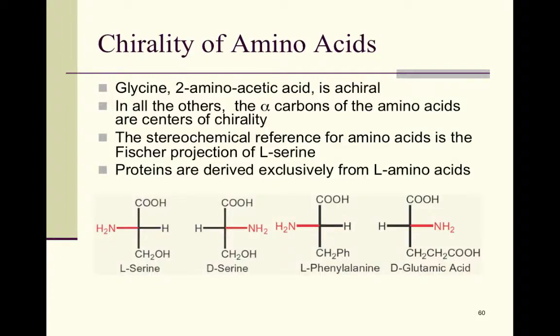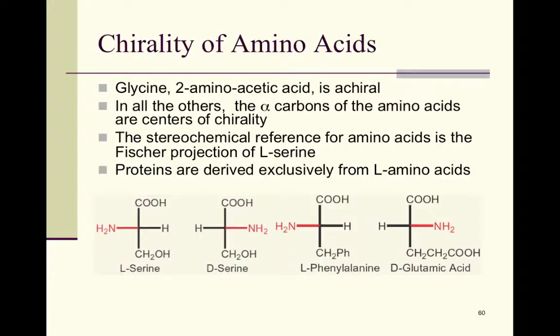Chirality of amino acids. All the amino acids show chirality with the exception of glycine. It's that alpha position where we have our chiral center. Shown is the Fischer projection of some different amino acids. We also see that proteins are derived exclusively from the L amino acids.